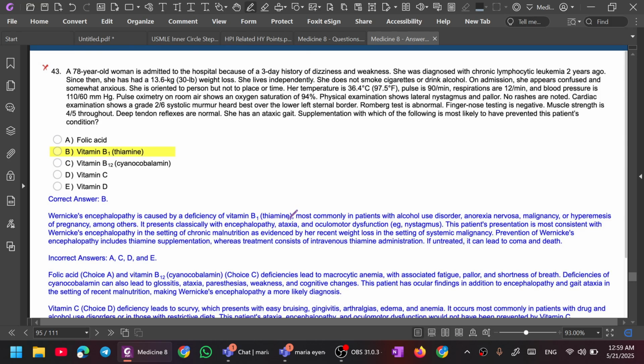Folic acid or vitamin B12 deficiency leads to macrocytic anemia, which is associated with fatigue, pallor, and shortness of breath. Deficiency of cyanocobalamin, which is vitamin B12, can also lead to glossitis, ataxia, paresthesias, weakness, and cognitive changes. This patient has ocular findings in addition to encephalopathy and gait ataxia in the setting of recent malnutrition, which is Wernicke.